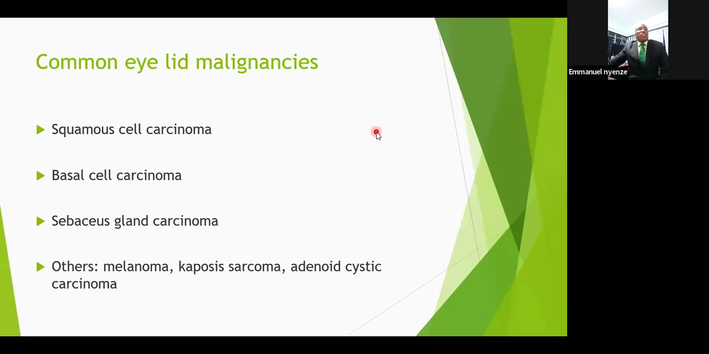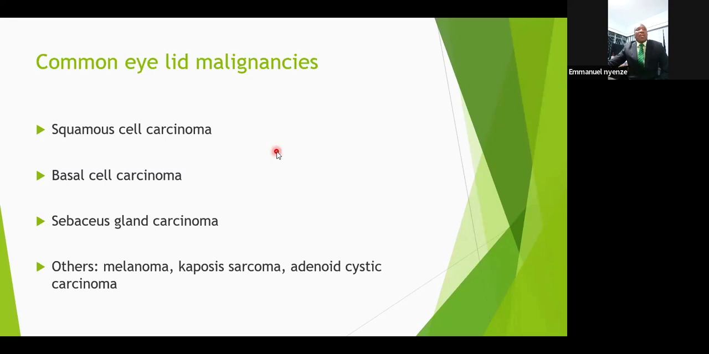In the white population, basal cell carcinoma is the most common malignancy of the eyelid. In Asian communities, sebaceous gland carcinoma is the most common. But in our setting, in the Black African population, squamous cell carcinoma is the most common carcinoma of the eyelid. Others that you can see are melanoma, which is very rare. I've not seen one in our population.